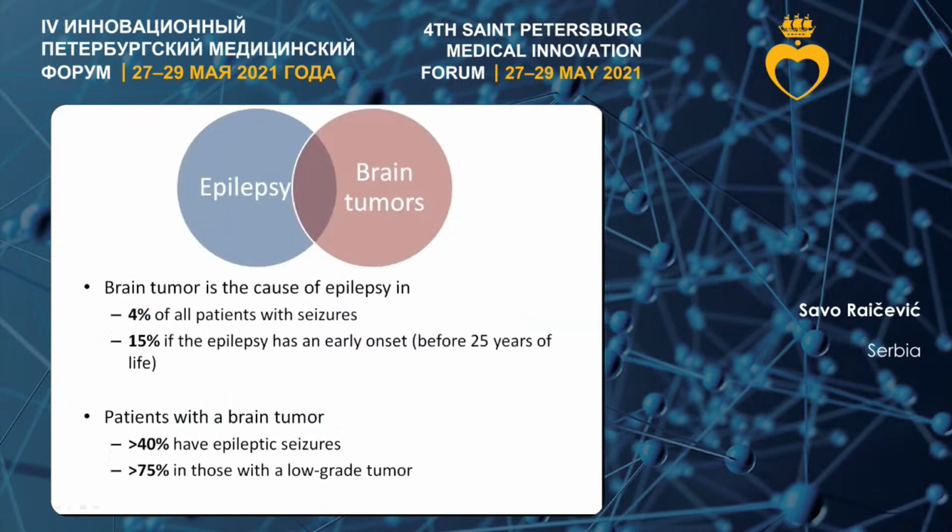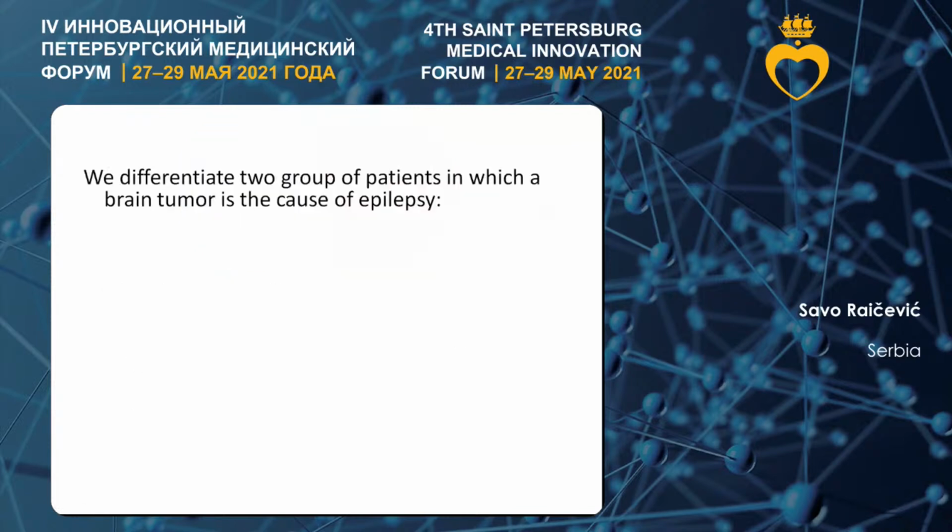Well, tumors are a common cause of epilepsy, so it's very widely known. And they are the cause of epilepsy in 4% of all patients that have seizures. But if the epilepsy has an early onset before 25 years of life, they are the cause in 15% of cases. In patients that have a brain tumor, over 40% have epileptic seizures, and over 75% of those who have a low-grade tumor. So we differentiated 2 groups of patients in which brain tumor is the cause of epilepsy.